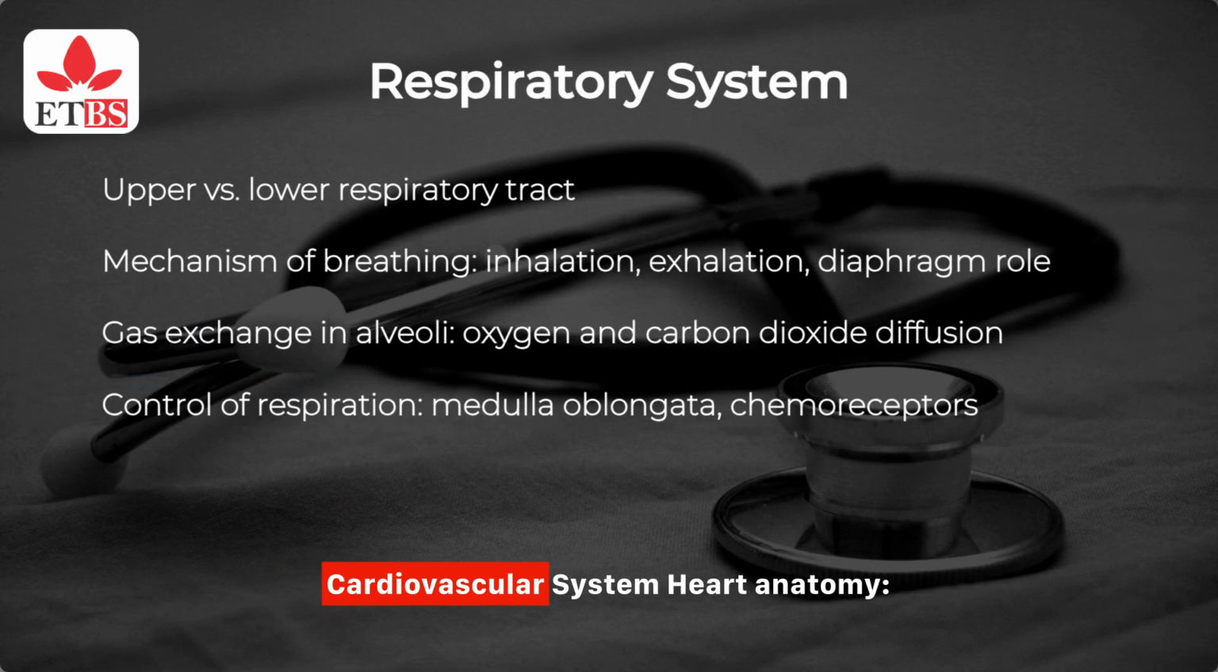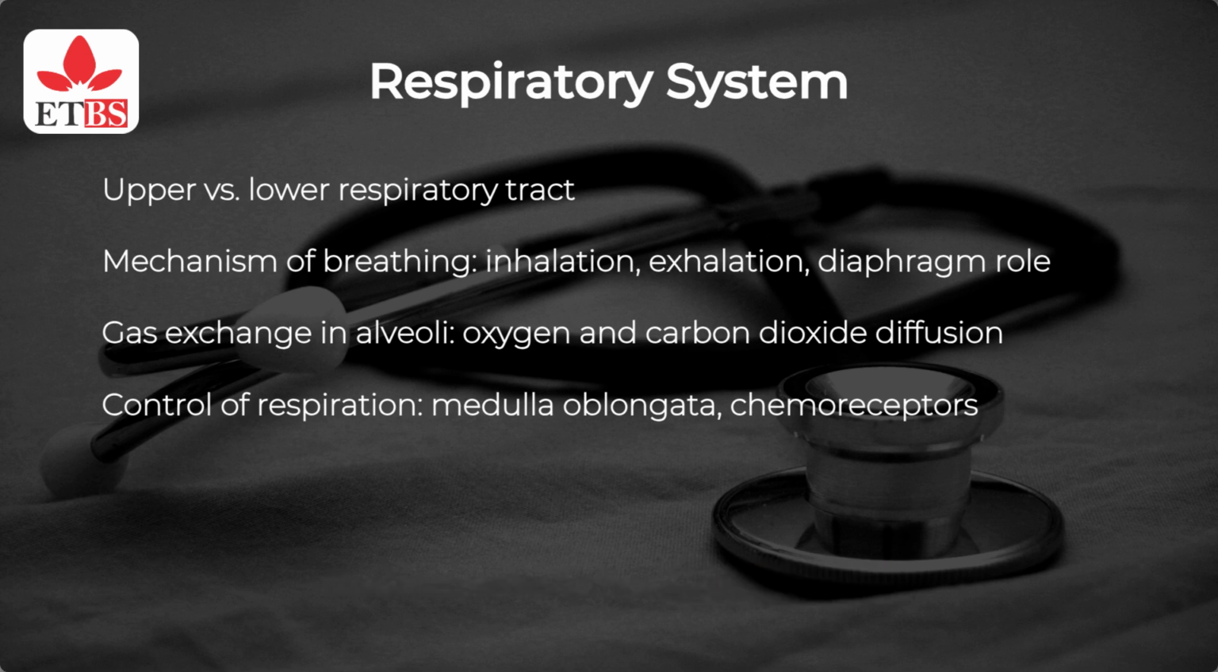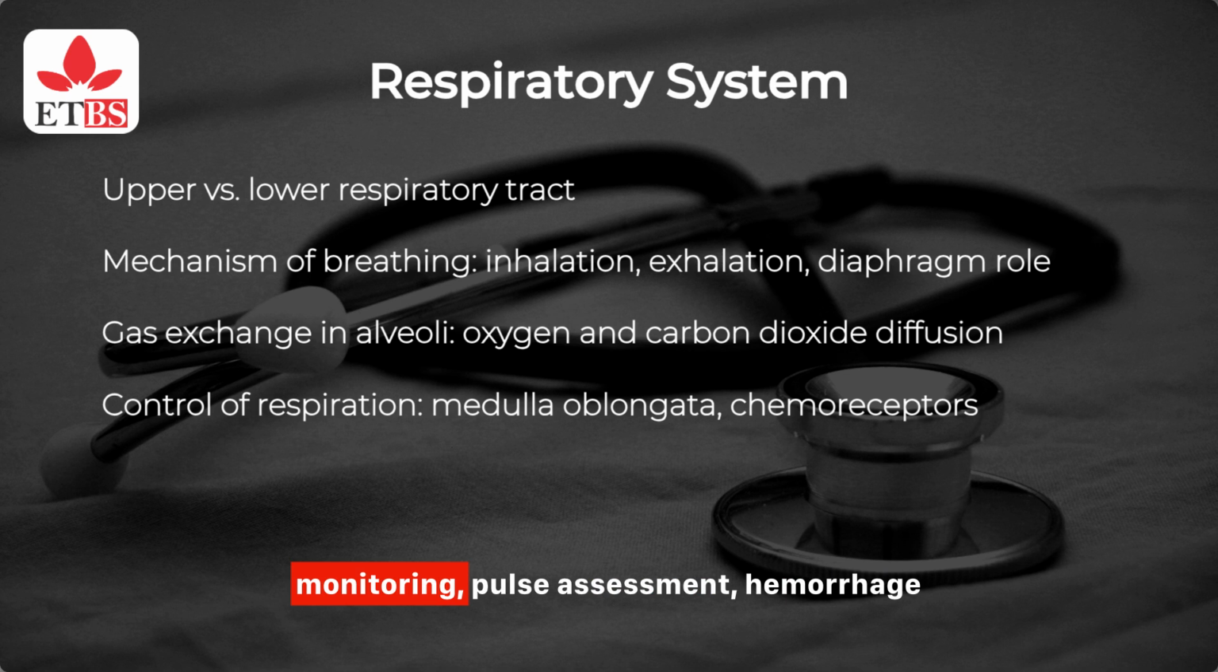6. Cardiovascular system: heart anatomy, chambers, valves, conduction system, SA node, AV node. Circulatory loops: pulmonary and systemic circulation. Blood vessels: arteries, veins, capillaries. Blood composition: plasma, red and white cells, platelets. Blood pressure, pulse, heart rate, vital signs. Disorders: hypertension, heart failure, anemia. Nursing considerations: BP monitoring, pulse assessment, hemorrhage care.